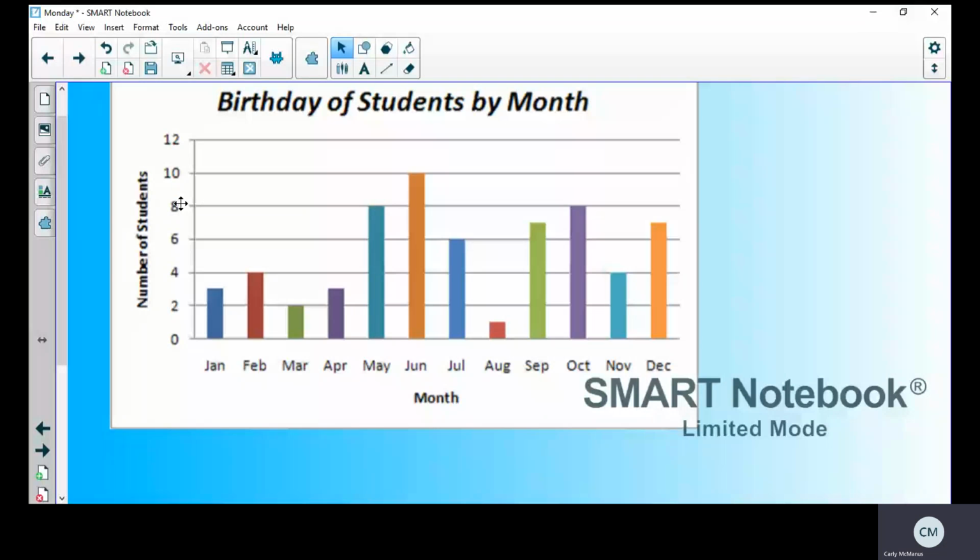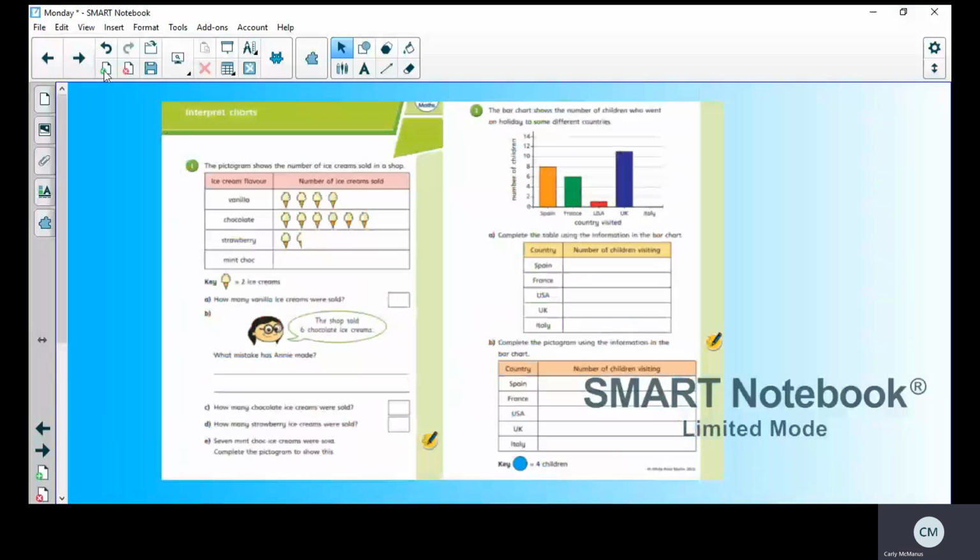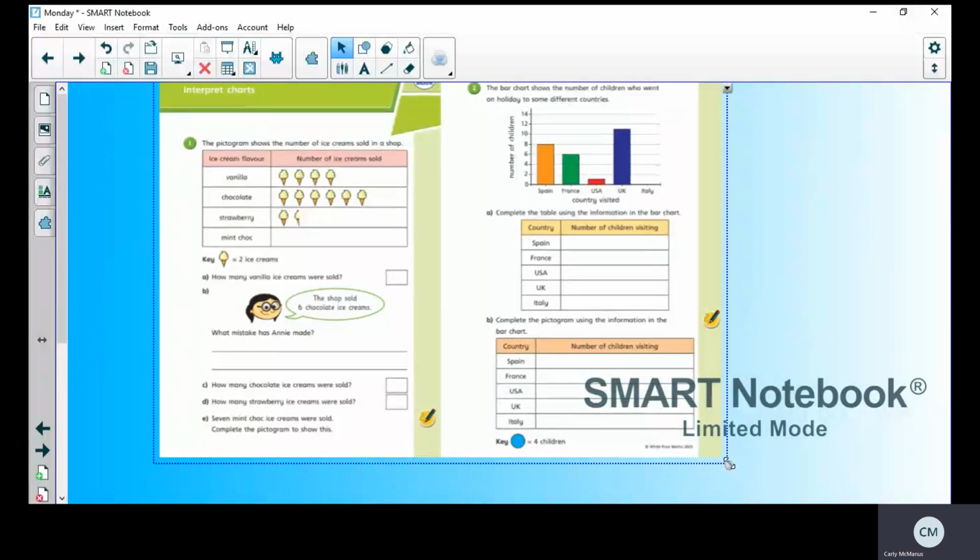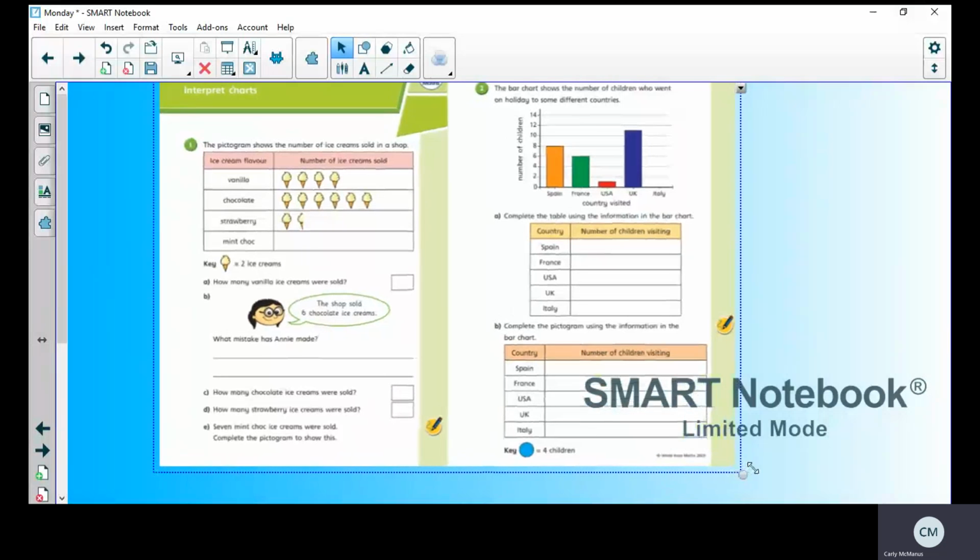It's 8. Another easy one, June, go up the stairs and across the corridor, 10. But you do have some that fall in the middle, so September, up the stairs and across the corridor. That lies between 6 and 8, which you know would be the number 7. So it's just having a look at the different charts and interpreting the data, understanding what the chart is showing you.